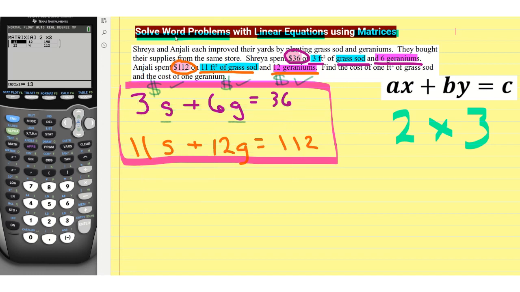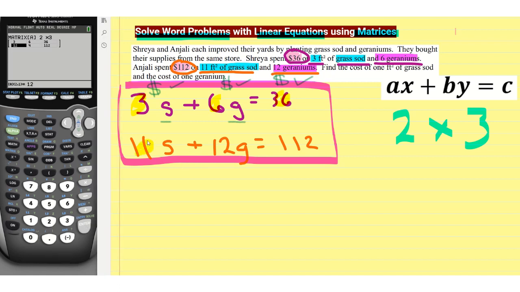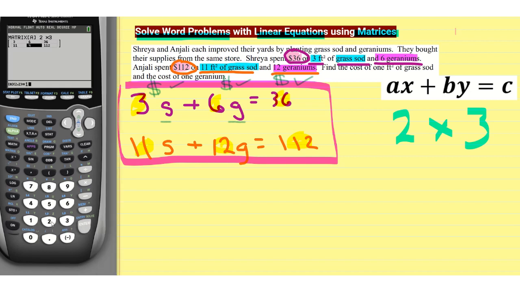All of our coefficients are going to be 3, 6, and 36. We enter 3, enter, 6, enter, 36, enter. Then I have 11, 12, and 112 on the second row. So 11, enter, 12, enter, and 112. I've confirmed all my numbers are correct: 3, 6, 36, 11, 12, 112. Push enter, then get completely out of the matrix function with second quit.